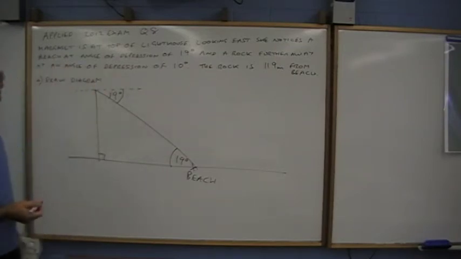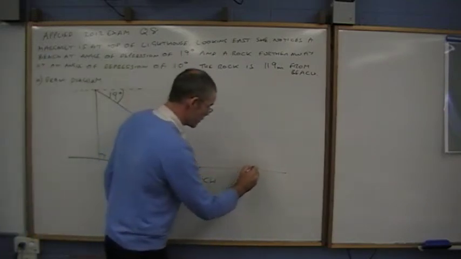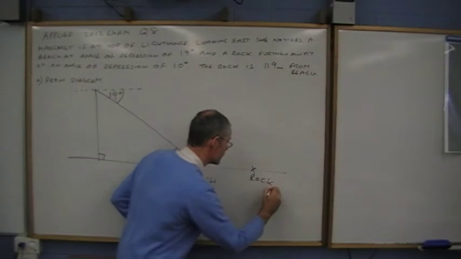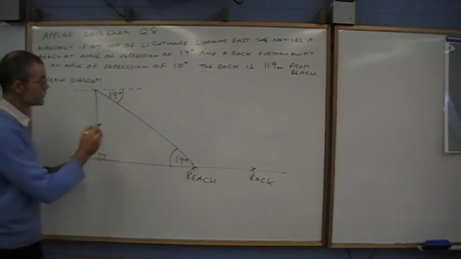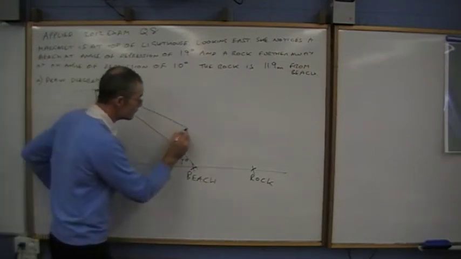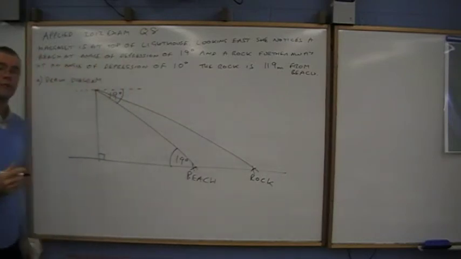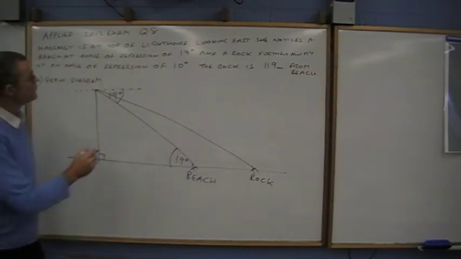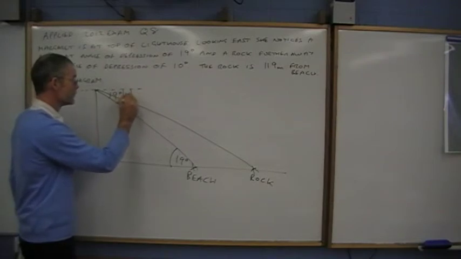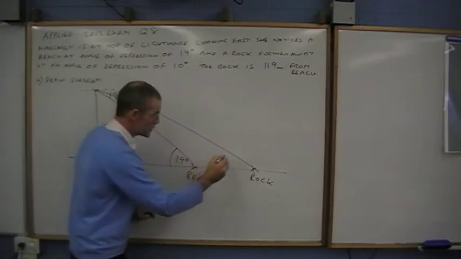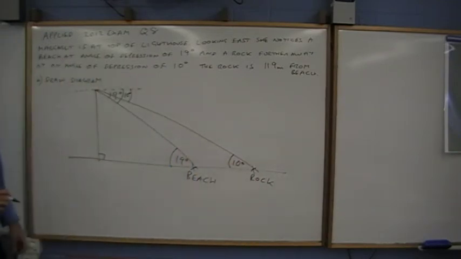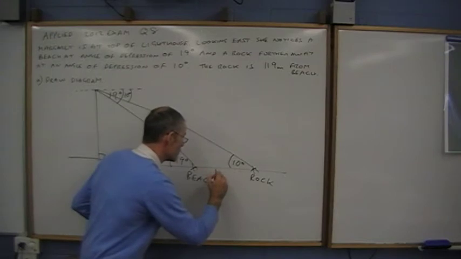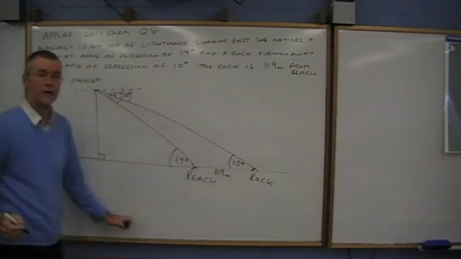There's a rock further away. So if there's the beach, the rock must be further away, or over here. And this one's an angle of depression of 10 degrees. So I'll draw that line. Beautifully done with a ruler, as you would imagine. And we have 10 degrees. Similarly, that'll be 10 degrees down here as well. The angle of elevation going up, the same as the angle of depression going down. And the rock is 119 metres from the beach. Rock to beach, 119 metres.